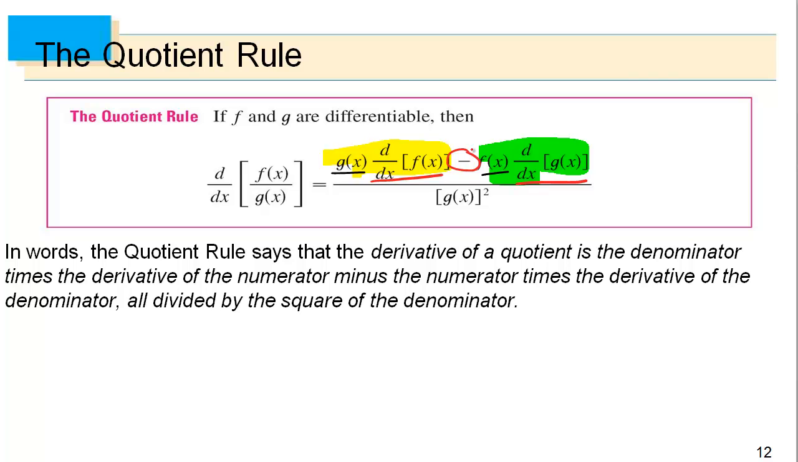So now we have to really pay attention that when we have these two pieces, it's the bottom times the derivative of the top minus the top times the derivative of the bottom, and then all over the bottom squared. So the bottom stays on the bottom, it just gets squared. So that kind of helps you with that. So again, bottom times derivative of the top minus top times derivative of the bottom all over the bottom squared. And that's the quotient rule.